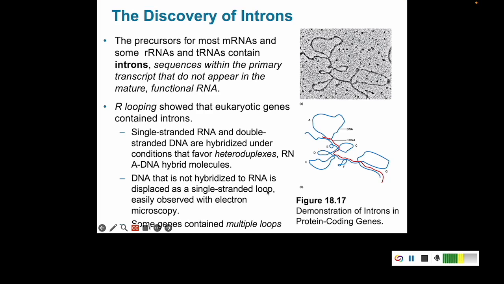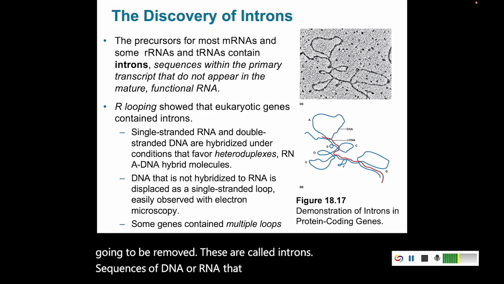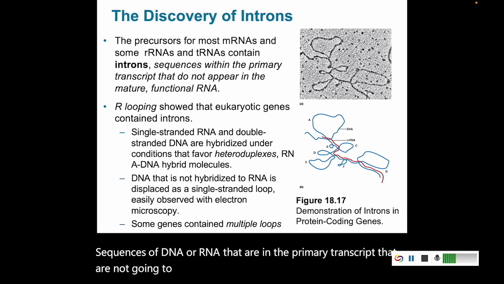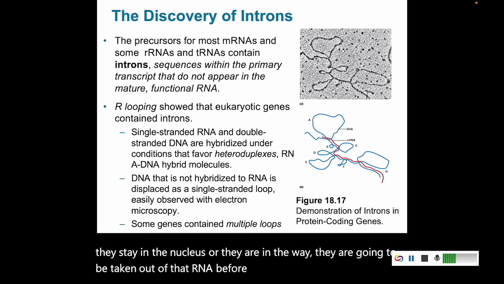There's also little pieces within the RNA transcript that are going to be removed. These are called introns. They are sequences of DNA or RNA that are in the primary transcript that are not going to be in the functional RNA. Introns stay in the nucleus, or they are in the way. They are going to be taken out of that RNA before the RNA leaves the nucleus.